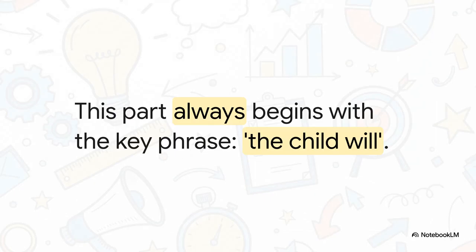And here's a super simple but really important rule to remember. The behavior part of your objective, that action part, always starts with the exact same phrase. The child will. The child will count, the child will sort, the child will point to. It keeps the focus right where it needs to be, on what the child is doing.